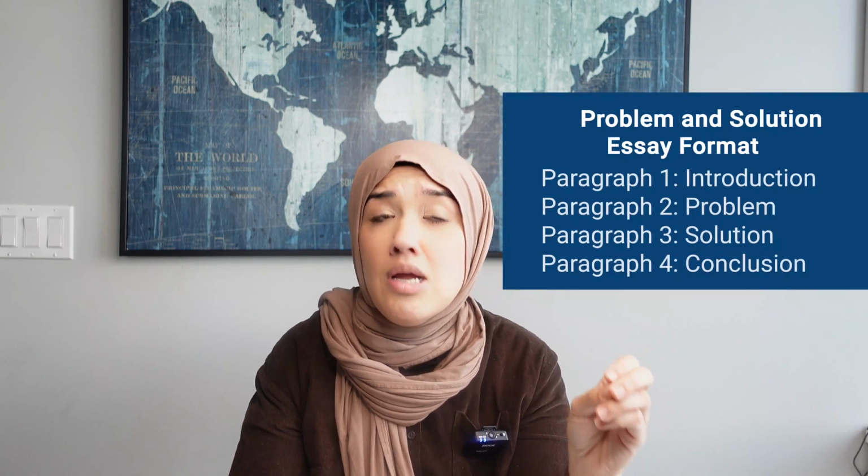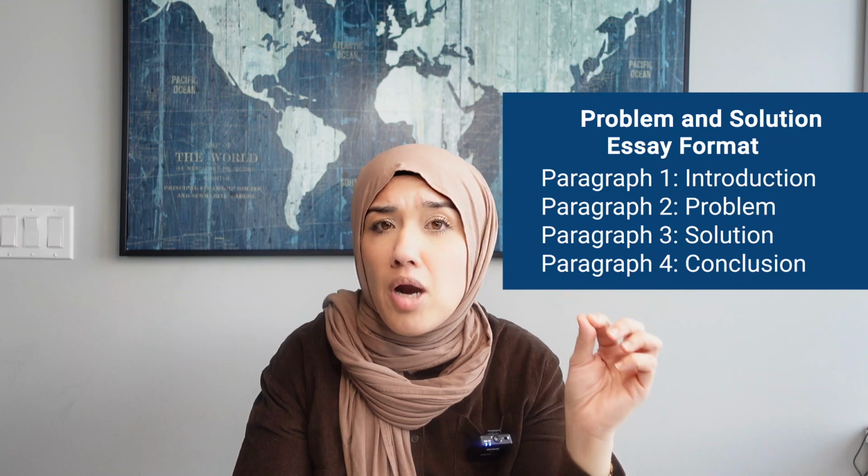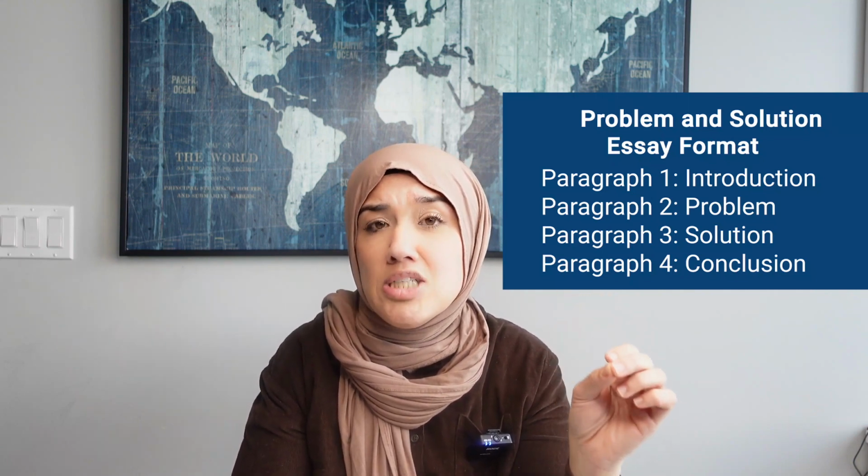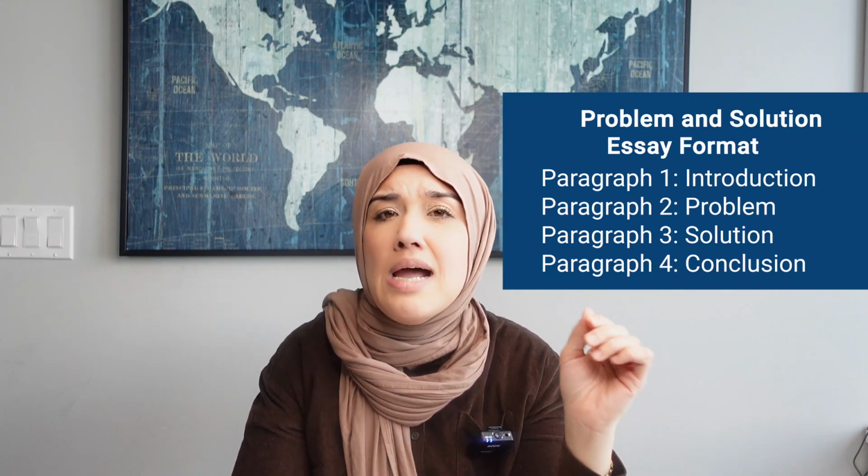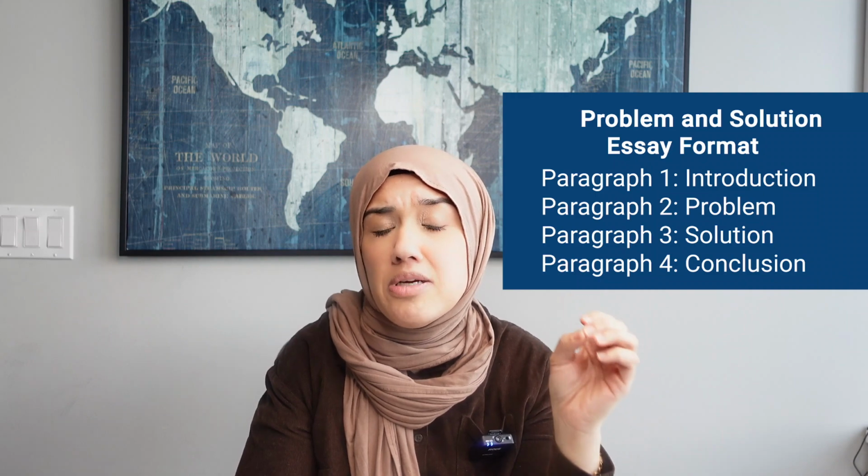So a problem and solution essay question type pretty much asks you to state the problem in your essay and then come up with a solution for that particular question that the examiner is asking you. So have a look at how exactly you should format your essay. So paragraph 1 should be your introduction, paragraph 2 should be your problem, paragraph 3 should be your solution, and then paragraph 4 should be your conclusion.